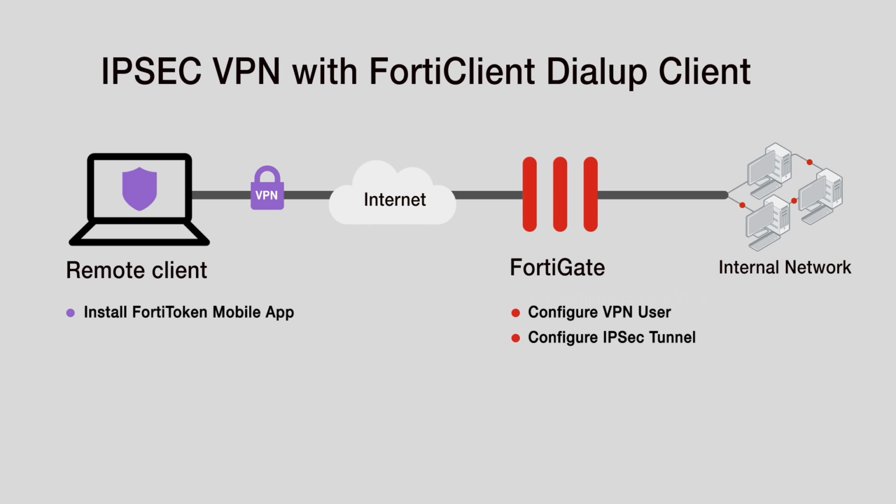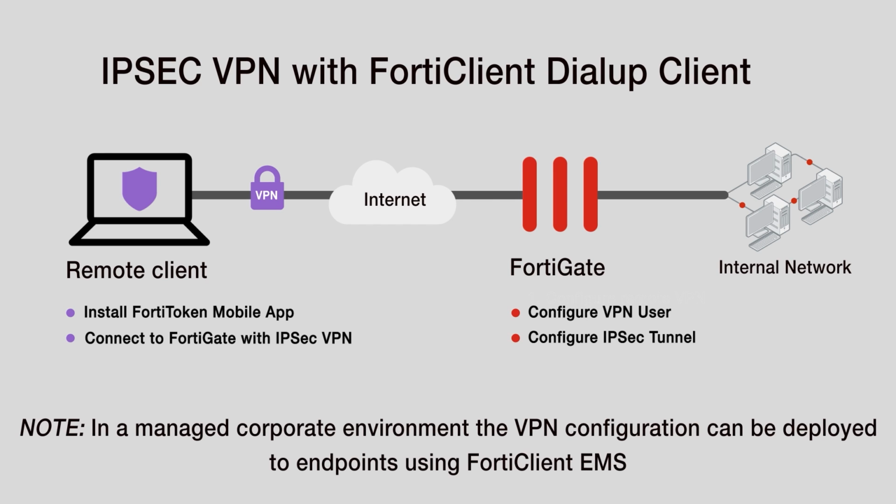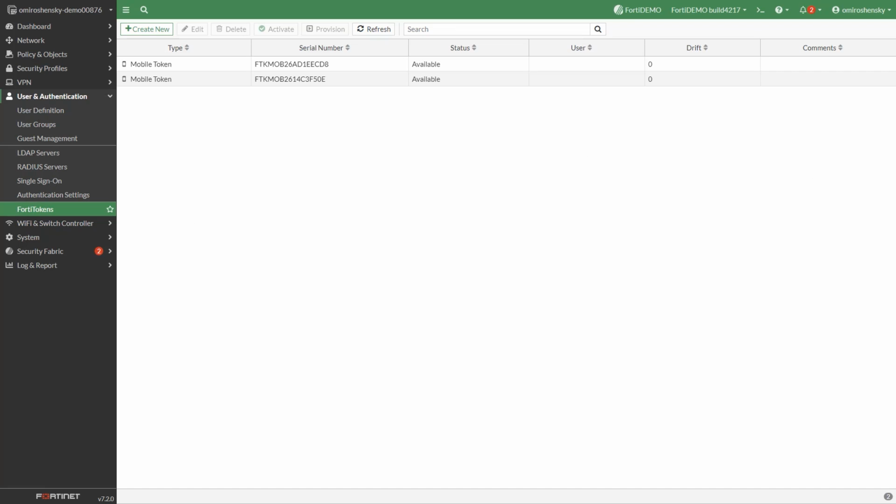On the remote user side, we will install FortiToken mobile app. Then we will establish the IPsec connection to the FortiGate using the two-factor authentication. Please note that in a managed corporate environment, the VPN configuration can be deployed using FortiClient EMS. Let's go to the FortiGate now.